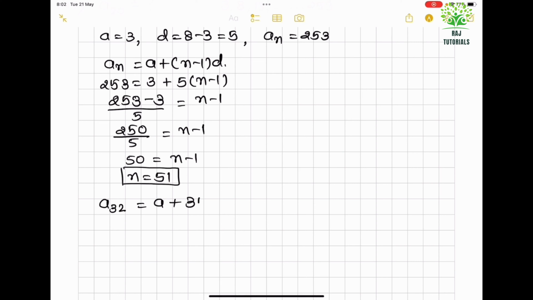So that will be a plus 31d. Now a is 3 plus 31 into d is 5. So 3 plus 155, so 158. So the 20th term from the last will be 158.